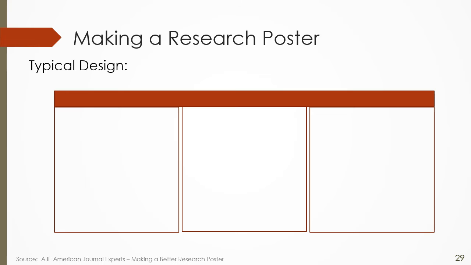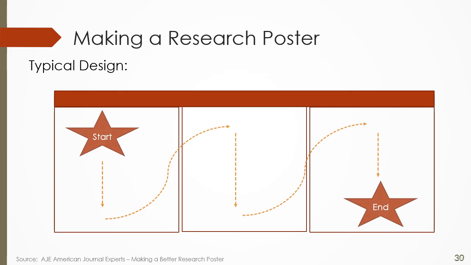Now, the typical design of a research poster is just like a piece of paper. All right, so how do you lay out your research poster? Think of it like a newspaper or magazine with multiple columns. You start in the upper left corner and work your way down, then you go to the center column and work your way down, and then you go to the upper right column and work your way down. That's how you lay out the poster, and it's also how you lay out the story that you want to take the viewer of your poster through.